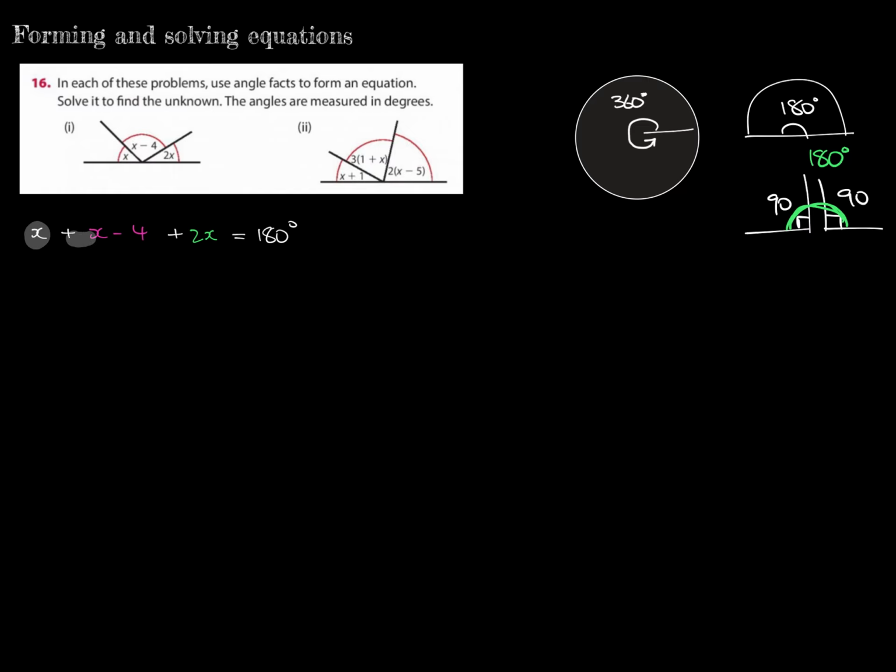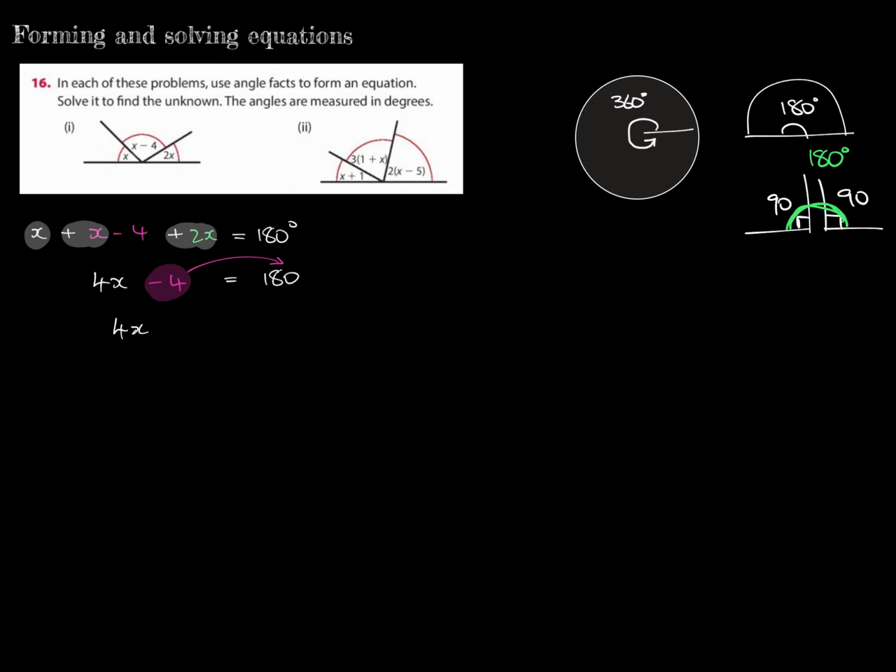Now we can start by collecting all of our x's. So x plus x plus 2x is 4x. So just put in our 4x there. We still have the minus 4, and it's equal to 180. So we need to isolate the 4x. To get the 4x by itself, we need to bring across this negative 4, and when we bring it across, it'll turn into a positive 4.